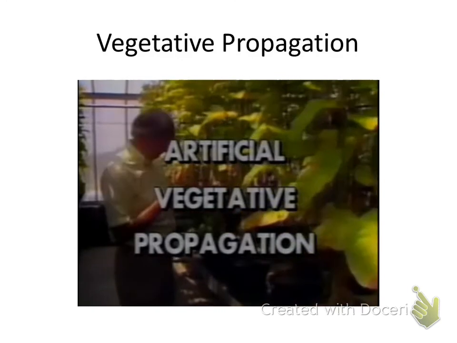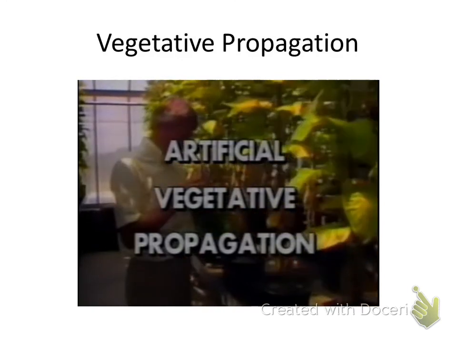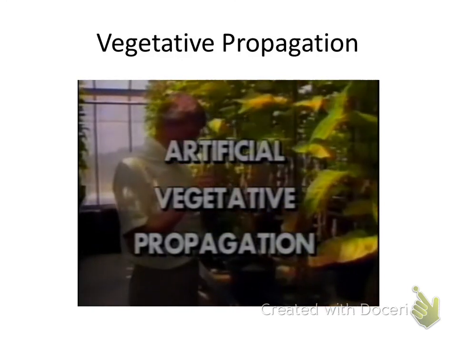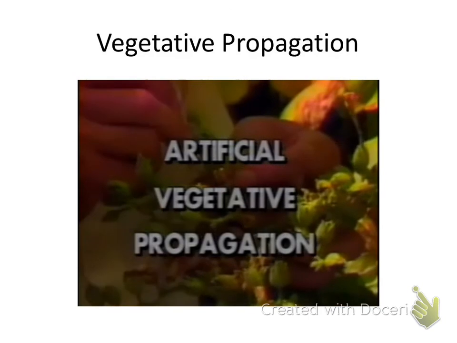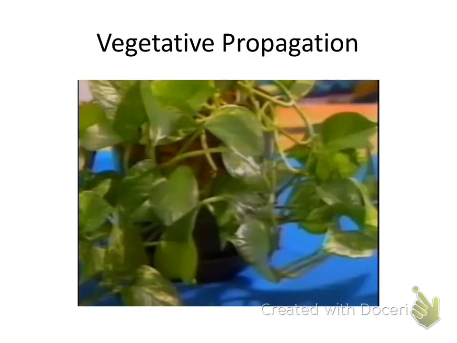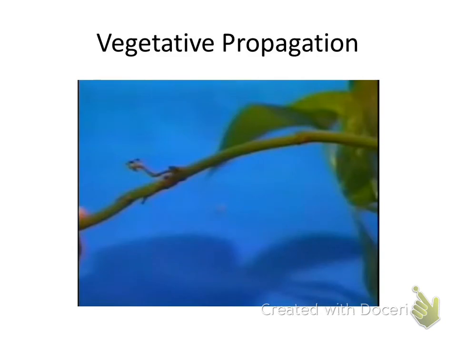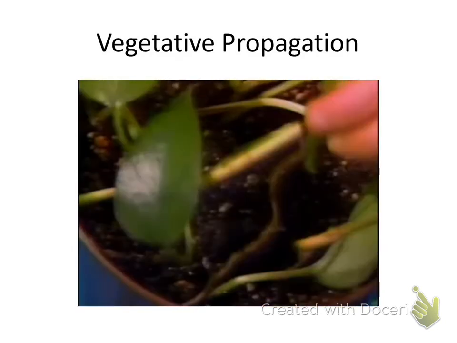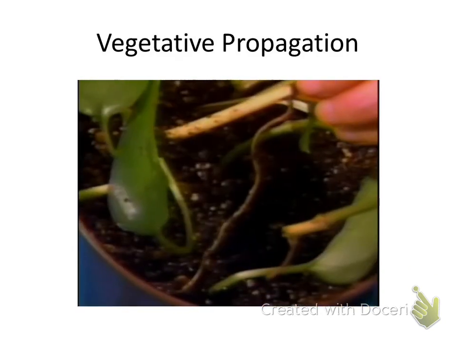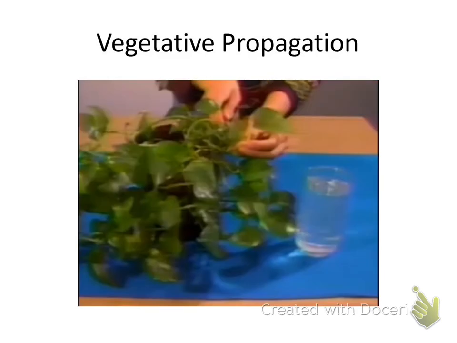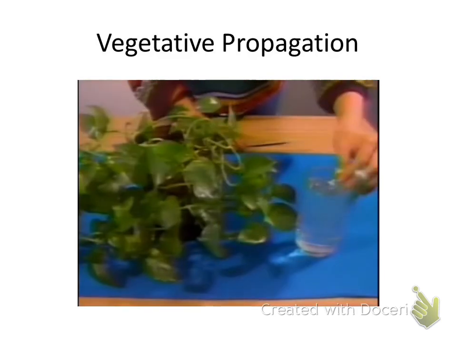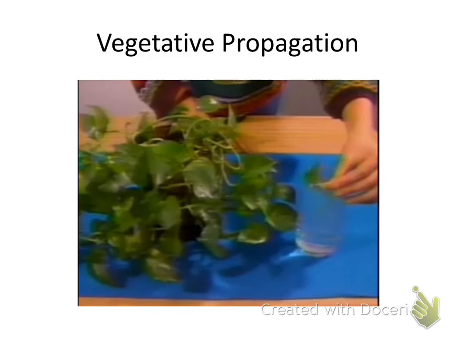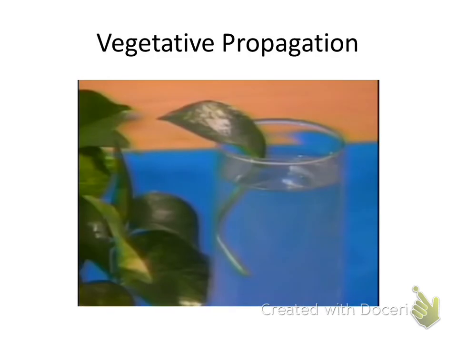There are also methods of artificial vegetative propagation developed by farmers and gardeners to induce growth of new plants. One of these methods involves cutting a plant's stem, leaf, or root to produce a new individual plant. In this stem cutting, a branch is cut from a plant and placed in water. When roots develop, the cutting becomes an independent plant and is transplanted to soil.